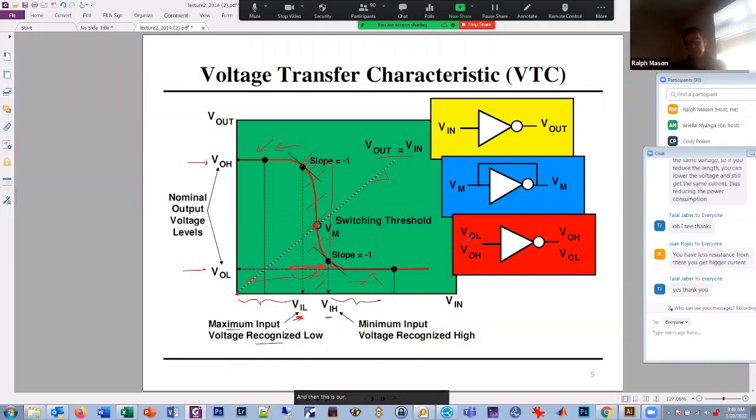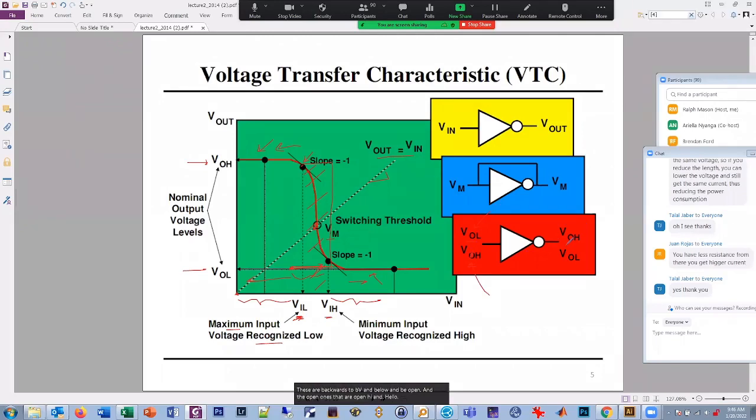We have these new 4 terms: V output high, V output low. Oh, this should be V input. These are backwards. It should be V input low and V output low. And the output ones are output high and output low.